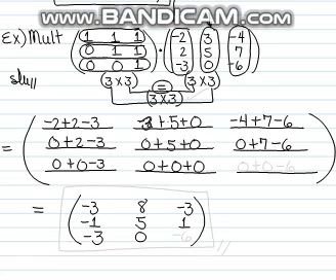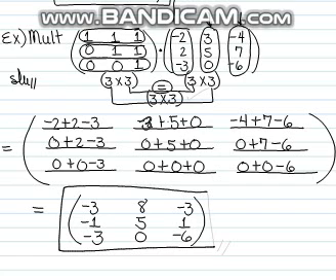And finally, the last column right here, we go 0 times negative 4 is 0, plus 0 times 7 is 0, plus 1 times negative 6 is negative 6. So this position is negative 6, and here is our answer. It is a 3 row by a 3 column, just as we predicted, and we are finished.